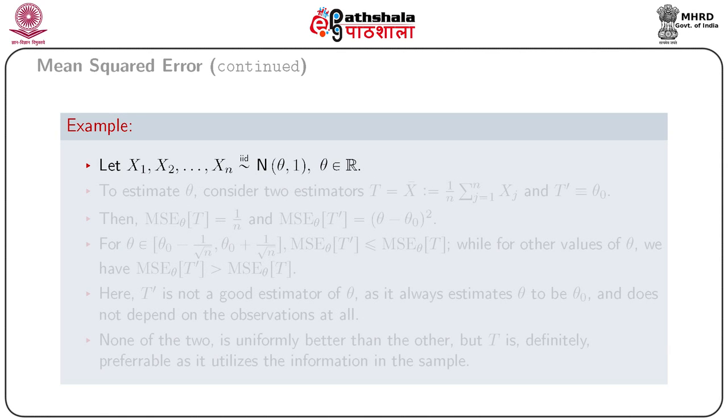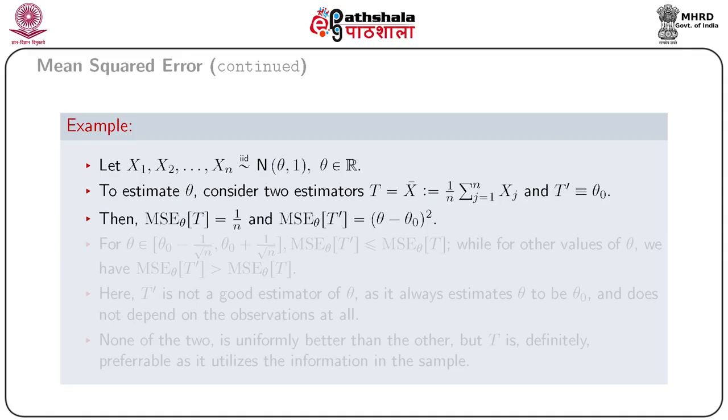Let X1, X2 up to Xn be IID normal random variables, each with mean theta and variance 1, where theta is unknown. Let us consider the following two estimators of theta. One is T equals X bar and the other is T dash equals theta naught, where theta naught is any specific value of theta. Now, MSE of T under theta is equal to 1 by n, because X bar follows normal with mean theta and variance 1 by n, and MSE of T dash under theta is equal to (theta naught minus theta) whole square.